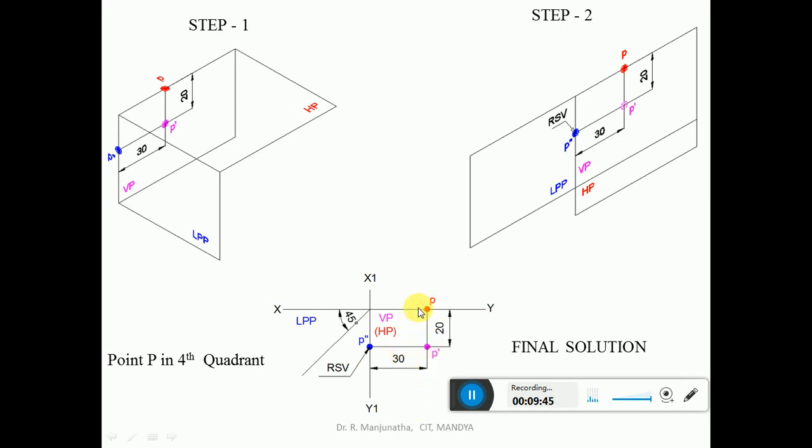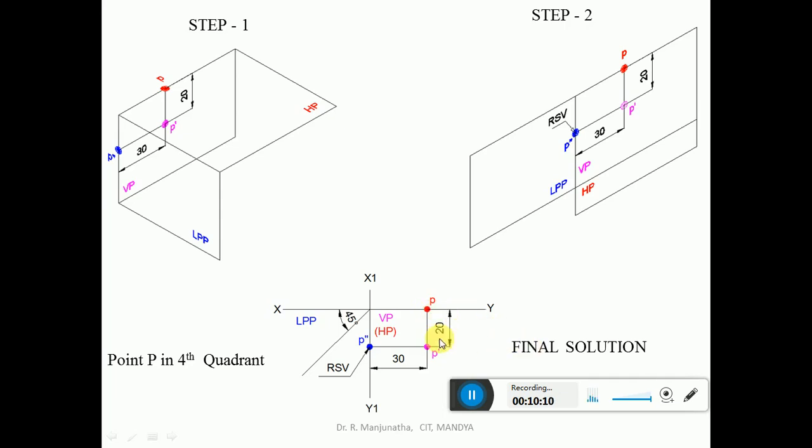Since the point is lying below HP by 20 mm, from the XY line we measure 20 mm and mark this point, which will be small p dash. Since the point is lying on VP, obviously the point is going to be on HP. Since HP is below the XY line, it will be on the horizontal line, because it will be on the base.